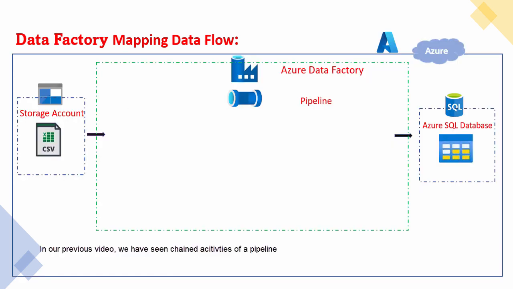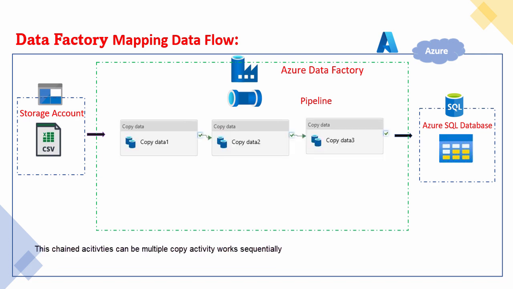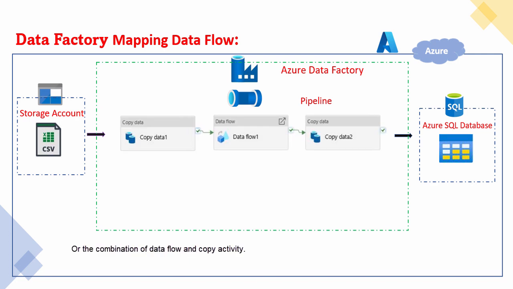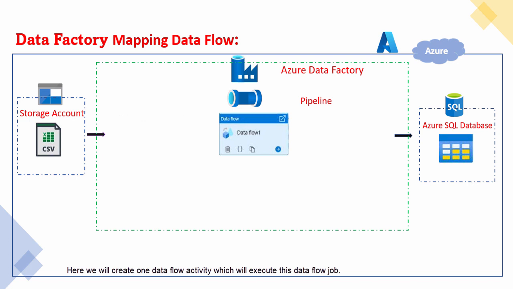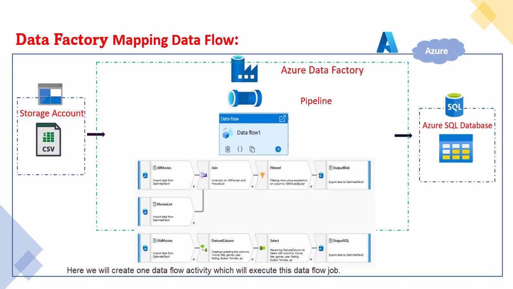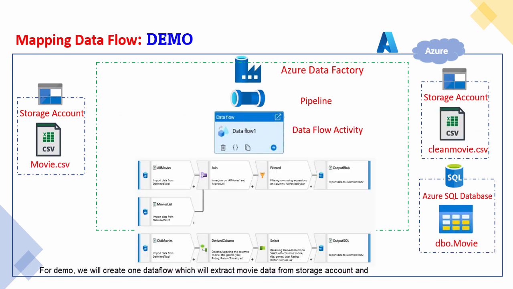In our previous video, we saw the chained activities of a pipeline. This chained activity can be multiple copy activities working sequentially, or a combination of data flow and copy activities. Here we will create one data flow activity which will execute this data flow job. For the demo, we will create one data flow which will extract movie data from the storage account, perform two different series of transformations on those extracted data, and subsequently load those data into the storage account and the Azure SQL database.